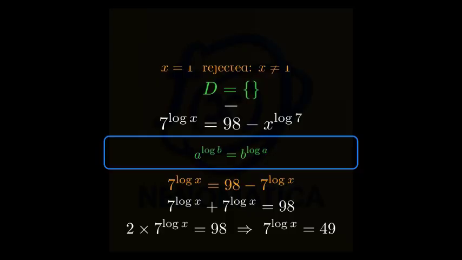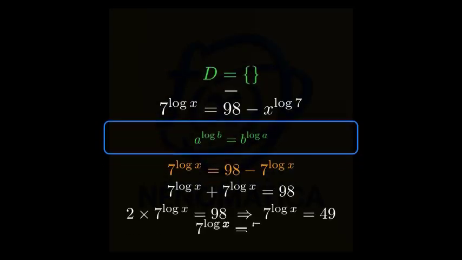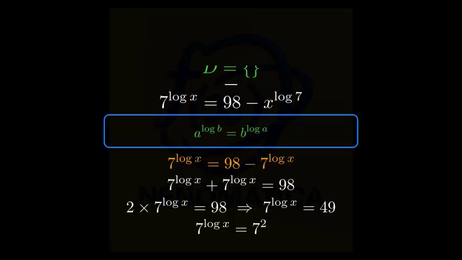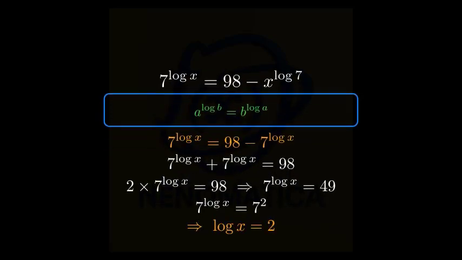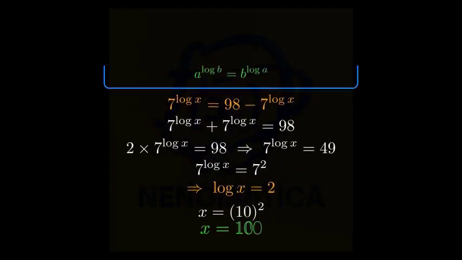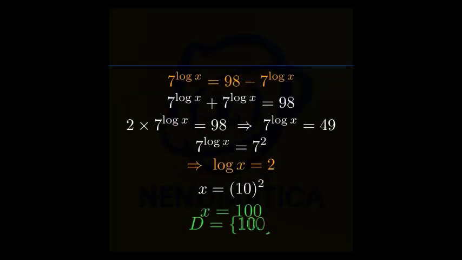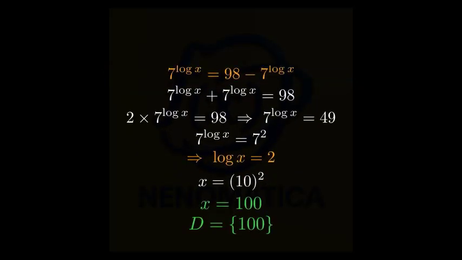Step 7. Recognize 49 as 7 squared. With equal bases, exponents are equal, so log of x equals 2. Step 8. Convert the common logarithm to exponential form. x equals 10 squared, which is 100. The domain requires x positive. 100 works, so the solution set is {100}.